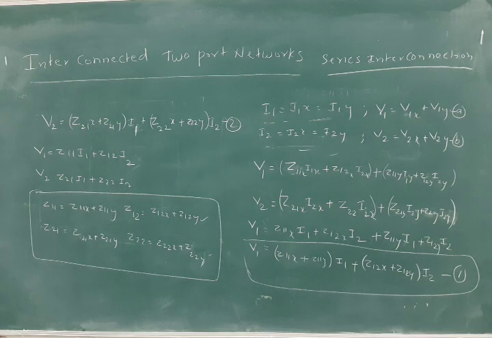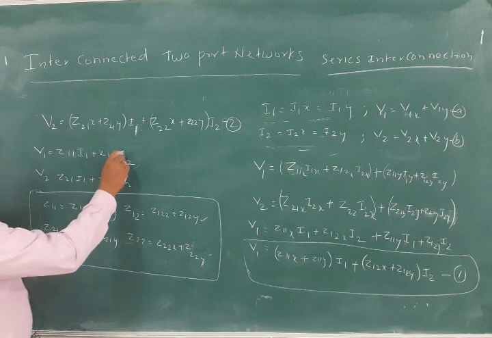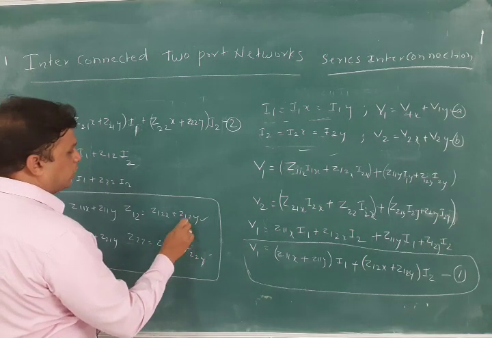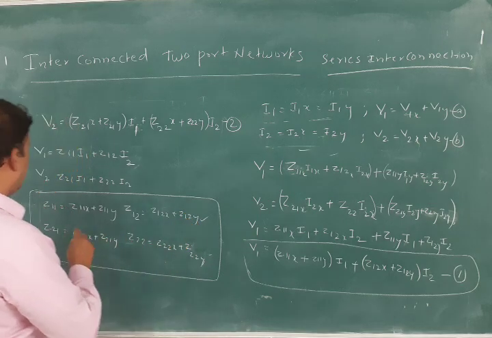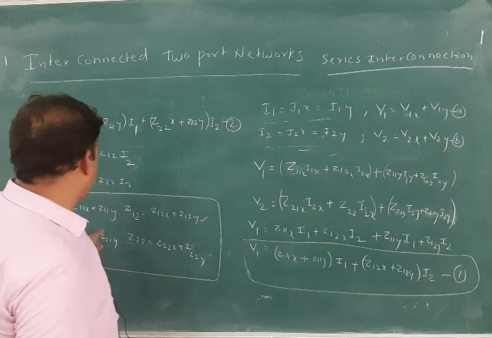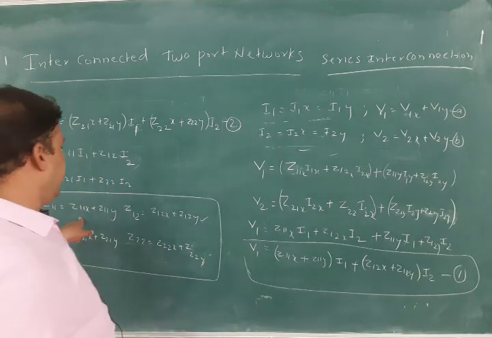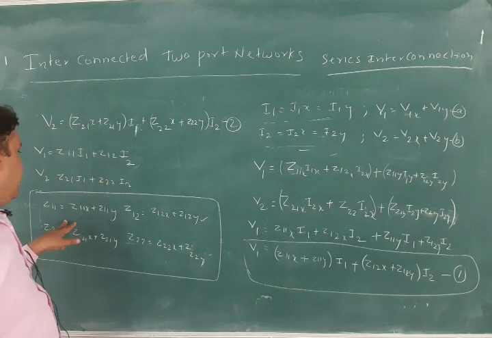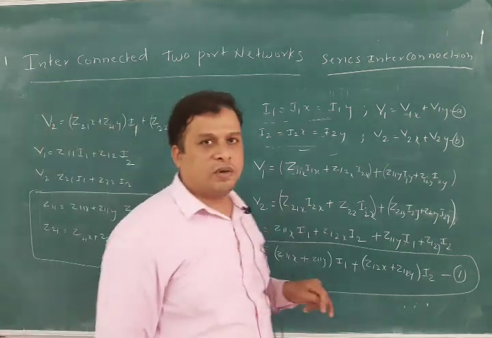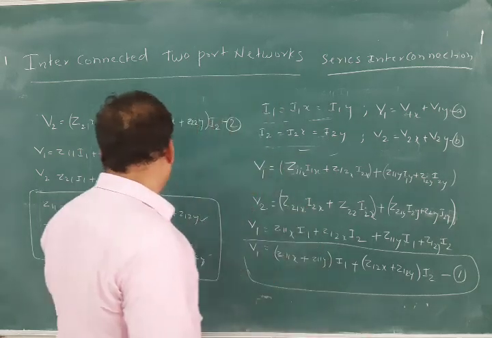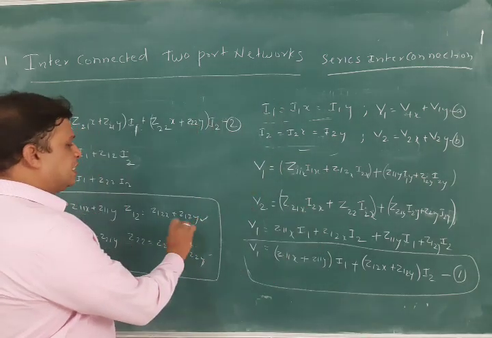Here we can see that the sum Z12x plus Z12y is called the sum. All these parameters are written as the sum of the two port networks. This is the parameter of the X network and this is the parameter of the Y network. If you observe this, we can write the Z11 parameter as the sum of two individual two port networks. In this equation it is clearly written.